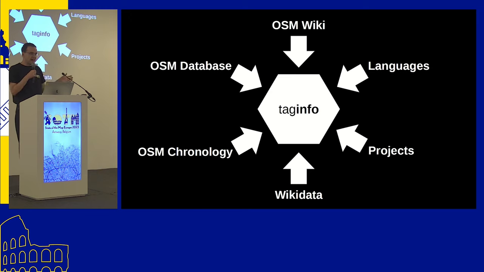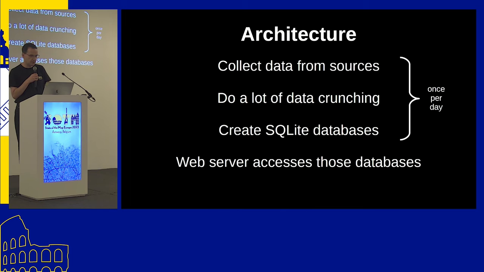So of course I get data from the OSM database, which has all the tags, and I count how many tags there are and all these kinds of things. From the OSM wiki, I get descriptions of what the tags are supposed to mean. I get data about the different language codes, ISO language codes, all that. From Wikidata, I get information. From OSM chronology, there's still the OSM database, but it's sort of the history data. From other projects too, I'll talk about that a bit more later.